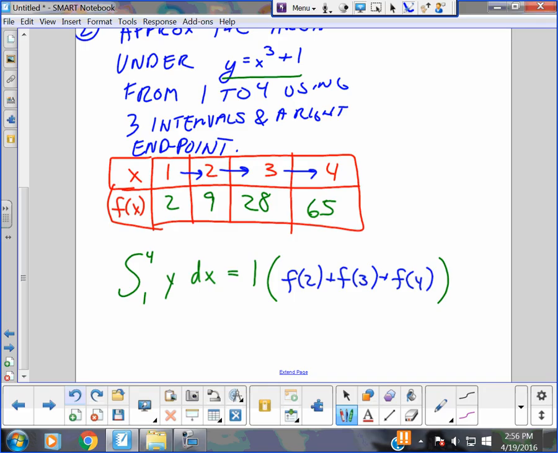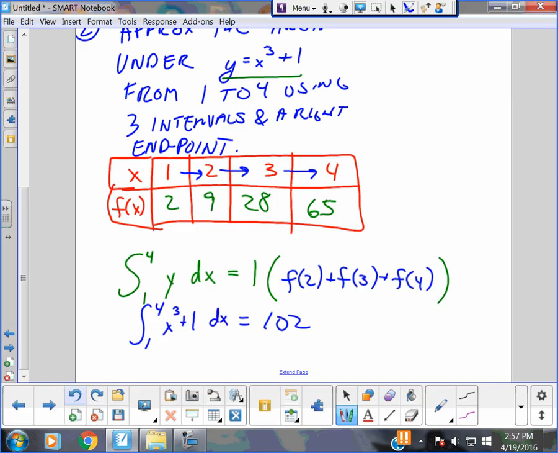The midpoint would be a much bigger pain on this one, right? You would have to calculate 1 and a half, and take the midpoint of 2 and 9, which is 11 halves. You'd have to figure them all out. We're not going to do that with this function. On this function, the answer would be 9 plus 28 plus 65, which is 102, because the sum of these three is 102. So the approximate area under the curve of x cubed plus 1 from 1 to 4 using 3 intervals and a right endpoint is 102.